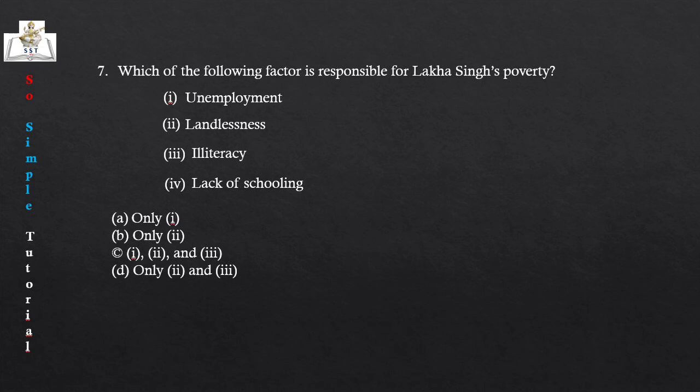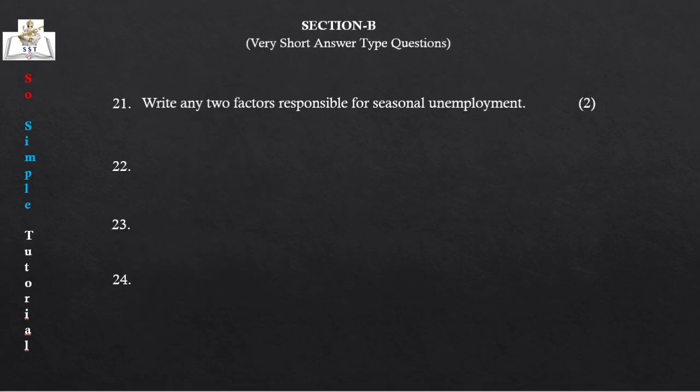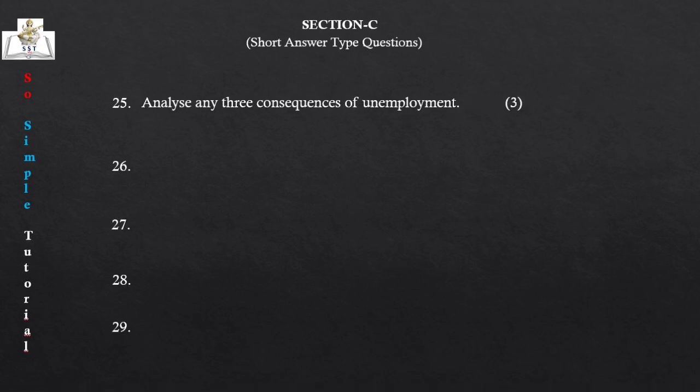Now comes your section B. You will have 4 questions here. Question number 21, 22, 23 and 24. They are 2 marks questions. The answer to these questions should not exceed 40 words. These will be simple questions. One example is given to you. Write any 2 factors responsible for seasonal unemployment. Okay. Section C starts from question number 25. There will be 5 questions. Question number 25, 26, 27, 28 and 29. They are 3 mark questions. One sample is given for you.